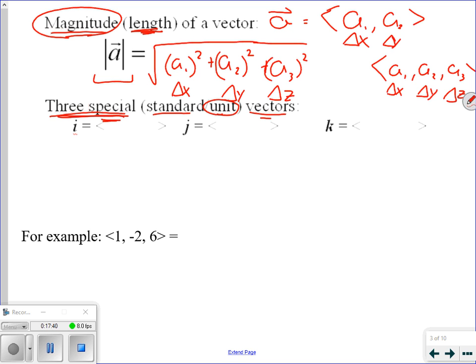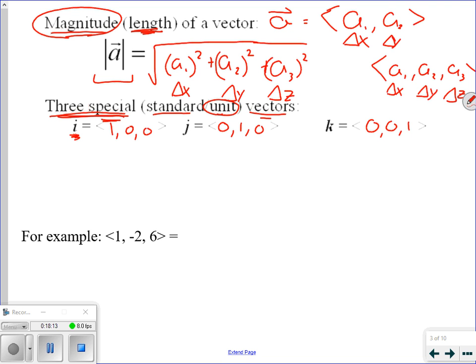But sometimes we want to write a vector in separate forms. Sometimes we want to write it in its X component only, plus its Y component only, plus its Z component only. So we call the I vector, the I unit vector, the one for X's. So we would say 1, 0, 0. The one for our Y values would be 0, 1, 0, and for our Z values it is 0, 0, 1.